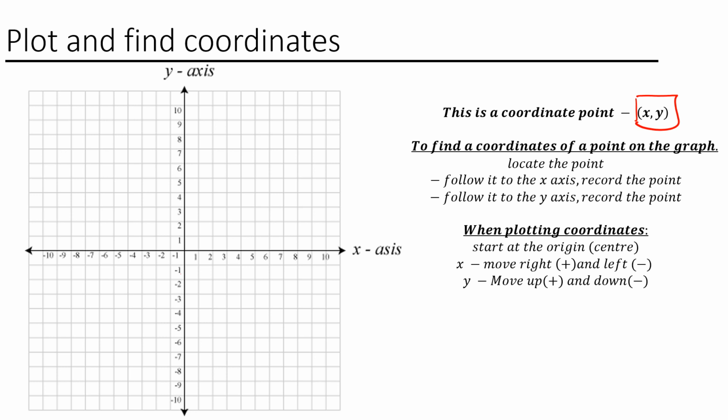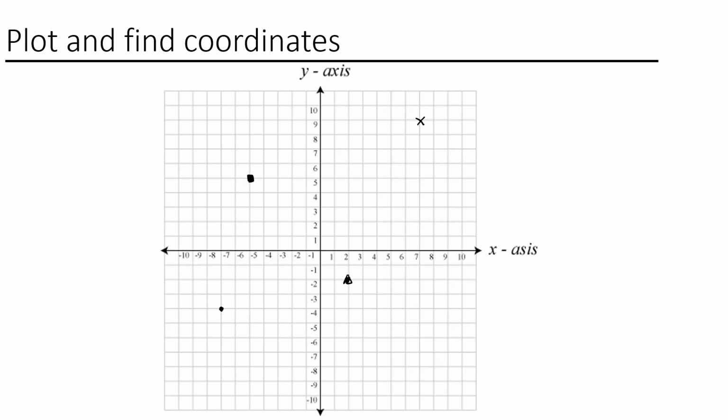So you see here, find the coordinates of a point on a graph. You locate the point, you follow it to the x-axis, record the point, and then follow it to the y-axis and record the point. So it's similar to what I did before, but in sort of reverse. So I'm going to go over here, and I'm going to pick out a point. I meant to have that as a sort of a cross there. I want to find what my coordinates are.